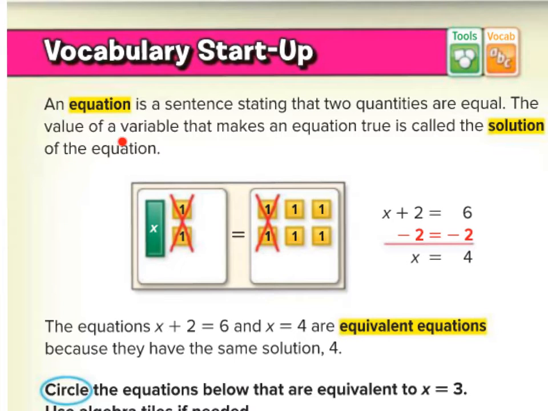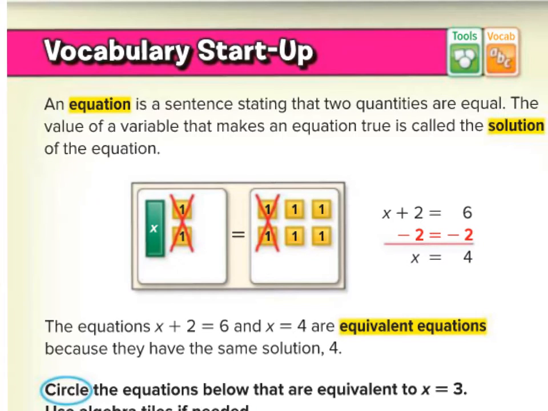The value of a variable that makes an equation true is called the solution of the equation. So the value of the variable. What is the variable? So here we have the variable x. What is that value? Well, when we find the value of this, that's our solution of the equation. And that's what we're looking for. Now, a number plus 2 is 6. A lot of you probably already figured out that this x is 4, because 4 plus 2 is 6, correct? The only number that can make this sentence true.